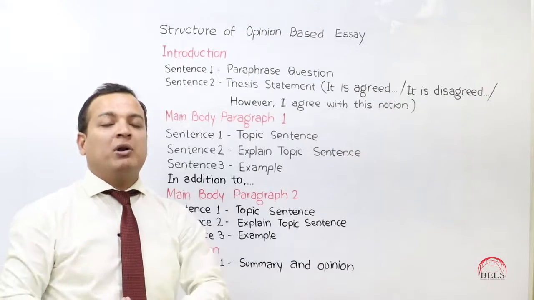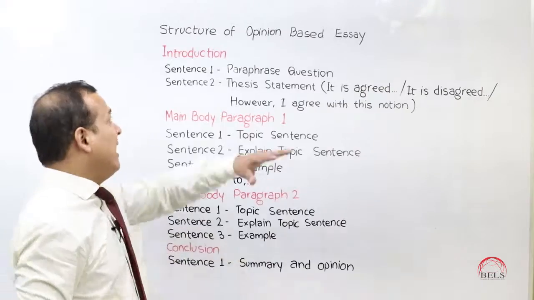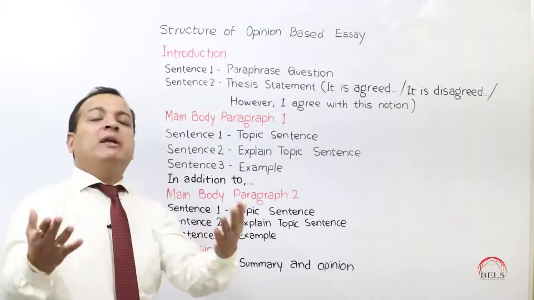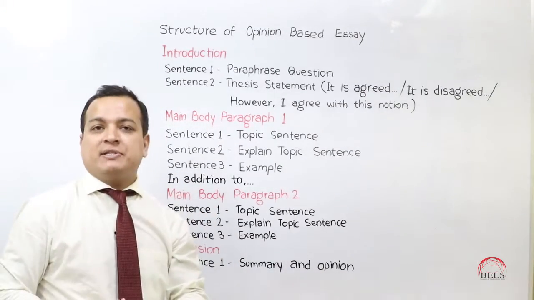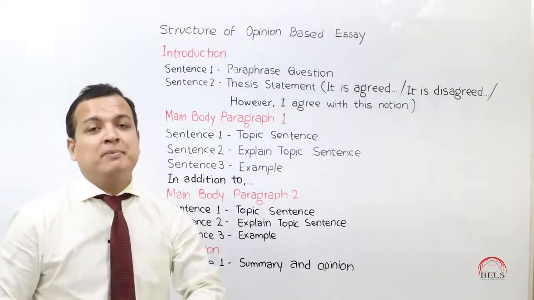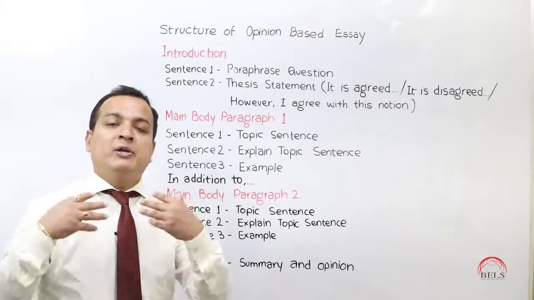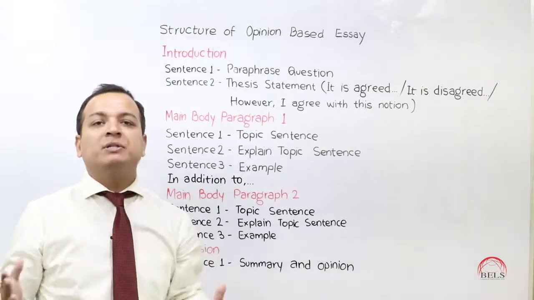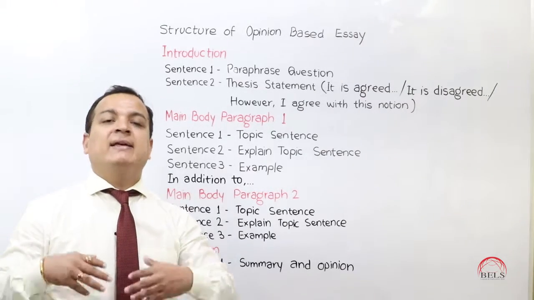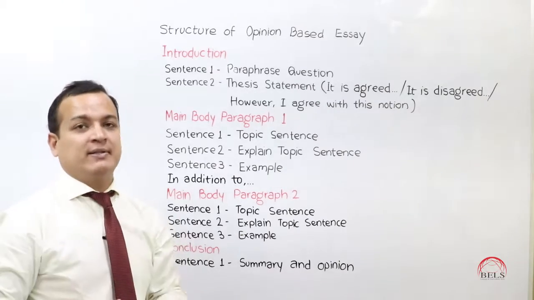Now let's discuss more in detail about the structure of the opinion-based essay. Now introduction part, majorly you will be using 2 sentences. The first sentence will paraphrase the question. You will be paraphrasing the question by using the UVS formula I have already given to you before. You can use synonyms to highlight the important keywords from the question and then convert them into synonyms. That will be easy for you to avoid redundancy there.